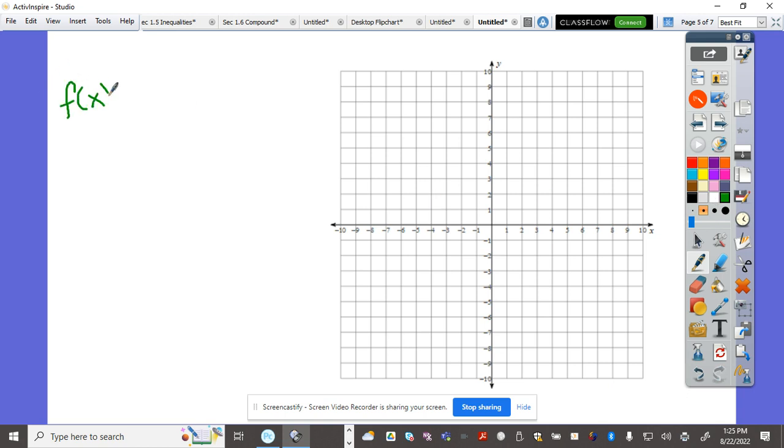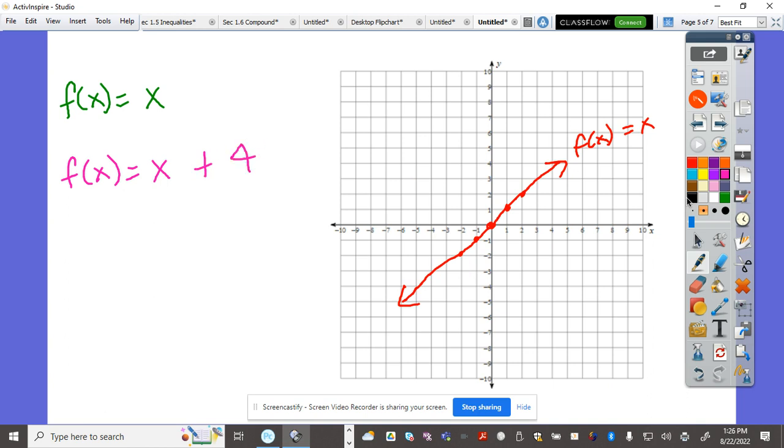If you're given f of x equal to x, that's the linear function. You go to the origin, go up one over, one up, one over, or down one left, down one left. So that's the graph of the first function, f of x equal to x. But if I add plus 4, that means the graph starts at 4 here, up one over, or down one left, down one left. If you compare the pink and the red, it shifted up 4 units away from the origin: one, two, three, four.